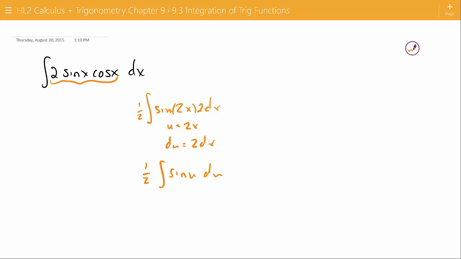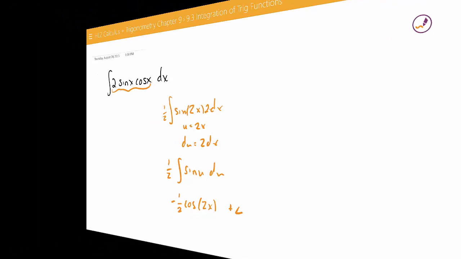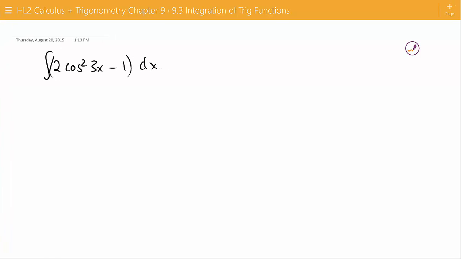And what's the antiderivative of sine? It is opposite cosine. So we have negative 1/2 cosine of u, which is 2x. And of course, not forgetting our constant of integration. And there we go. Looking at the next example.